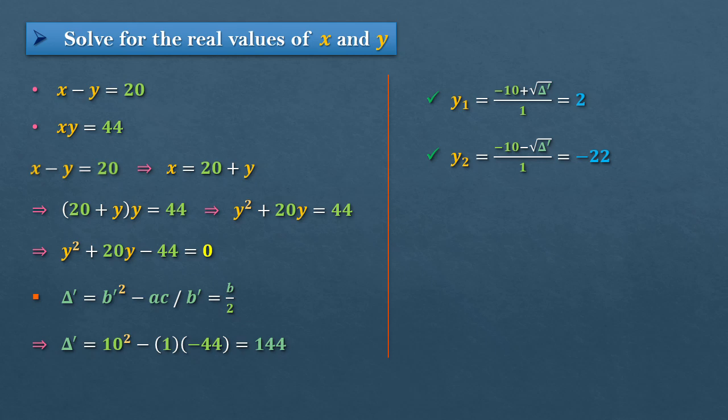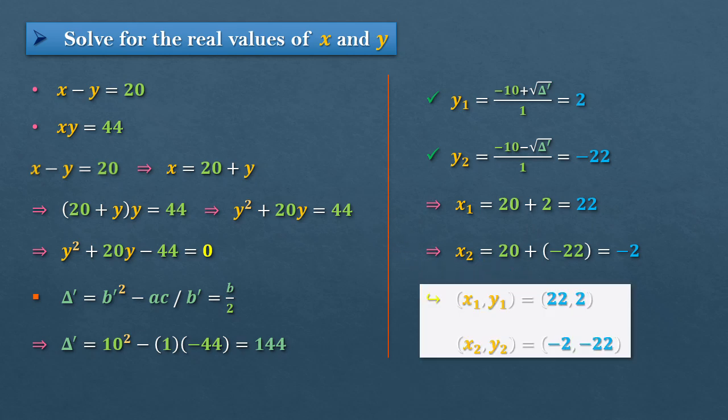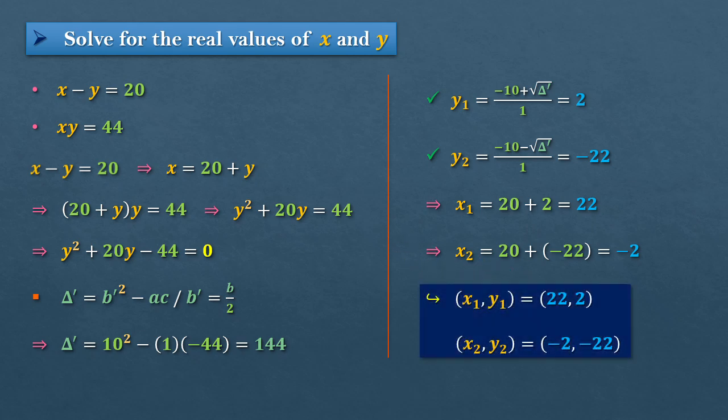Substituting each value of y into the equation x minus y equals 20, we obtain x1 equals 20 plus 2, which is equal to 22. And x2 equals 20 plus negative 22, which is equal to negative 2. Thus, the solutions to our system are the ordered pairs (x1, y1), which equals (22, 2), and (x2, y2), which equals (negative 2, negative 22).